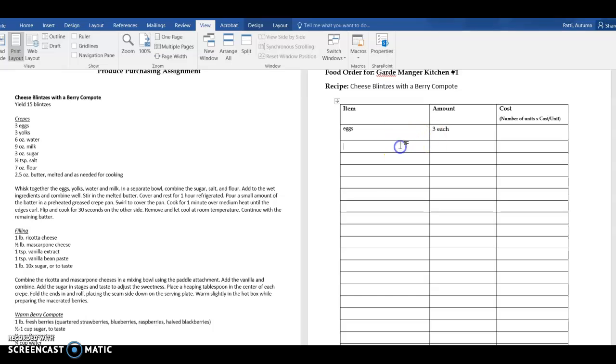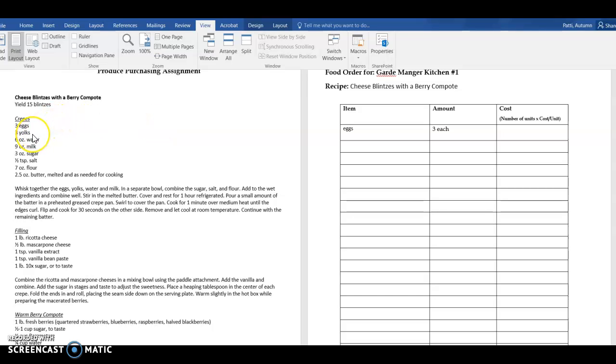I'm going to say 3 each because if it just lists 3, we might think that's 3 dozen, as eggs commonly are sold in. On our food order, we're worried about the item and the amount here, and we want this to be in purchasable amounts. So making sure that we're listing each or pounds or dozen, whatever the unit might be. This costing part we'll come back to a little later.